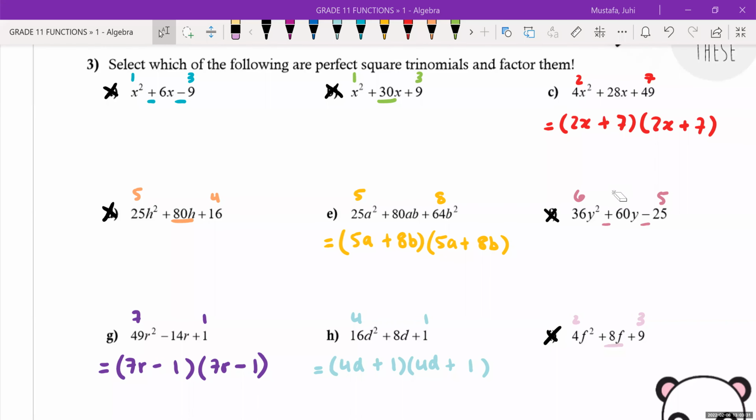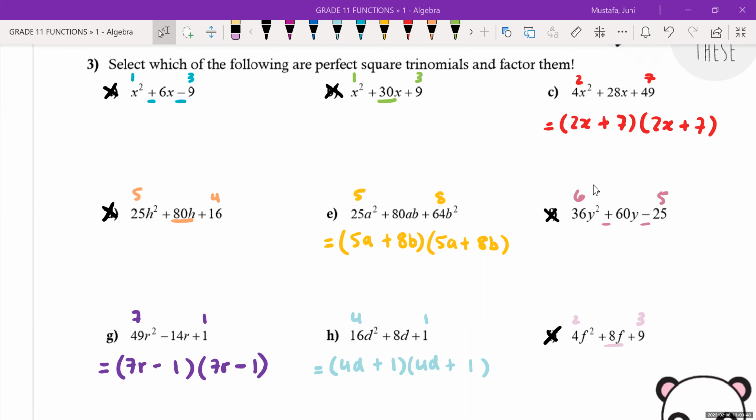All right, so we just did this activity. We found out question C, question E, and G, and H are perfect square trinomials. Just bring special attention to question A and F. They seem to be perfect, except the signs are positive and negative, which doesn't match the pattern.